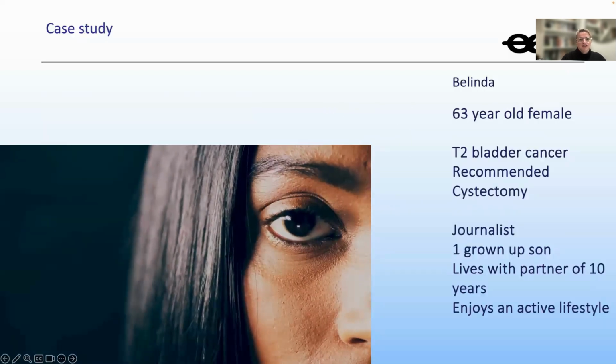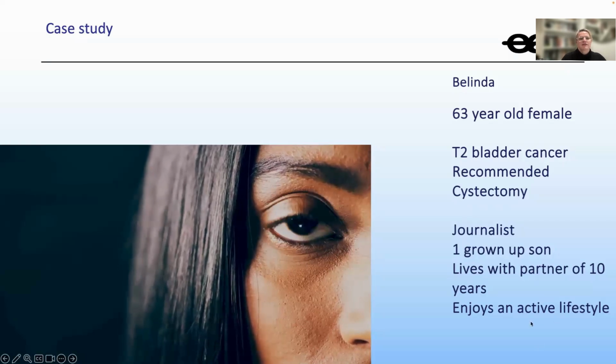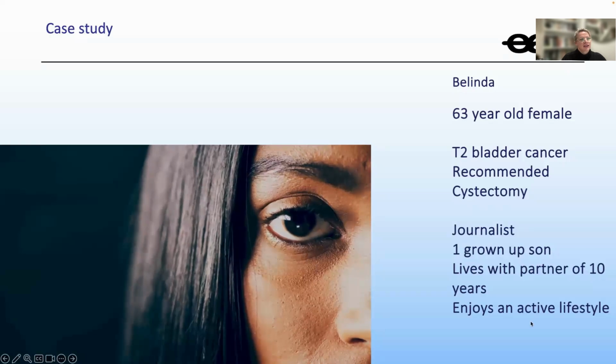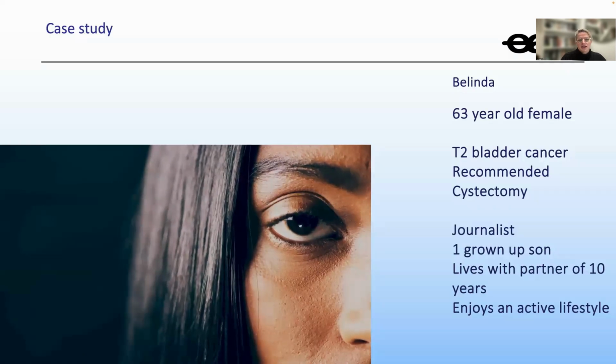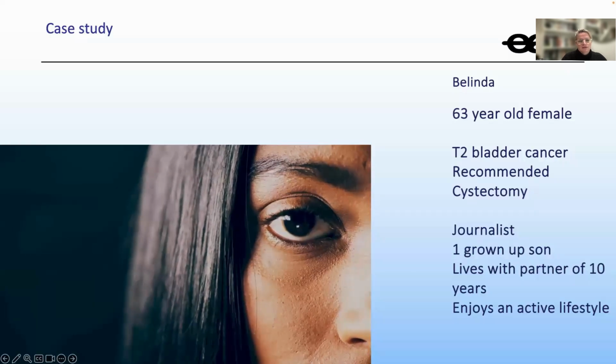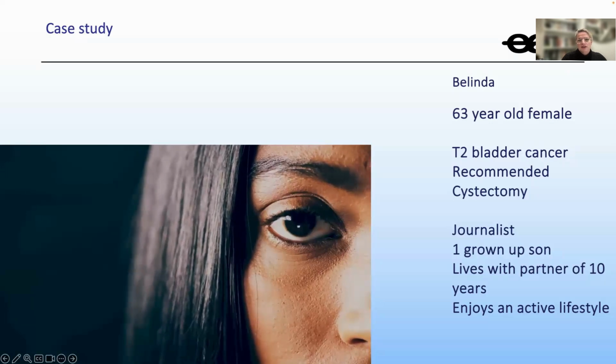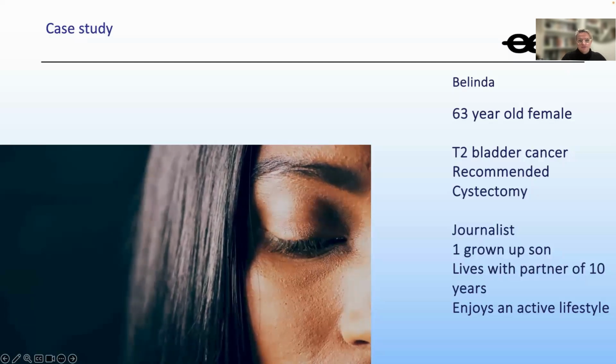As we talk today, I want you to think about this case study. So bear in mind Belinda, a 63-year-old female. She has a T2 bladder cancer, and it's been recommended that she has a cystectomy. Her context is that she works as a journalist. She has one grown-up son, lives with her male partner of 10 years, and enjoys an active lifestyle.